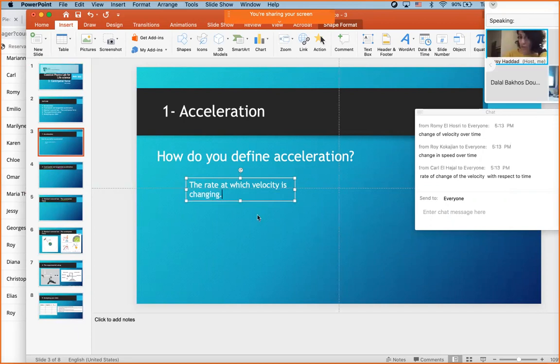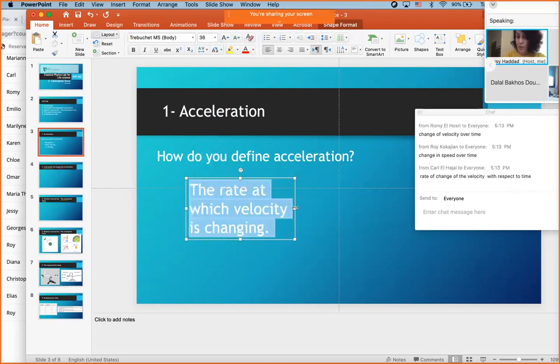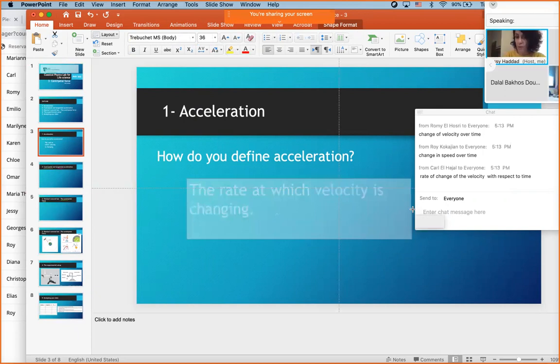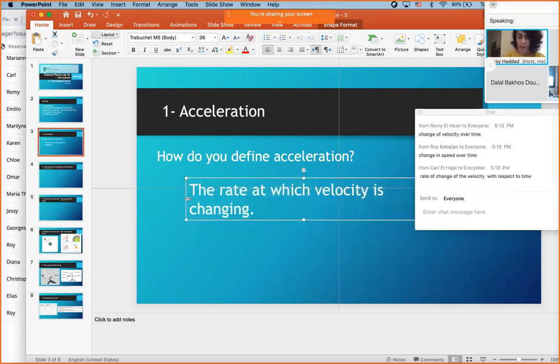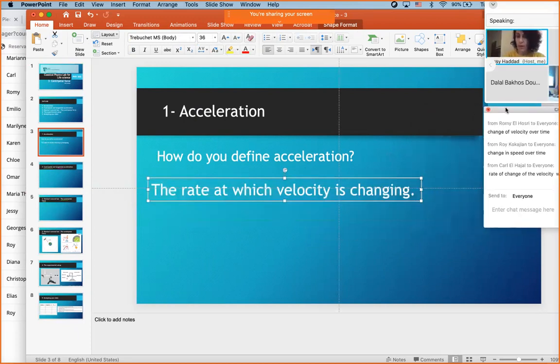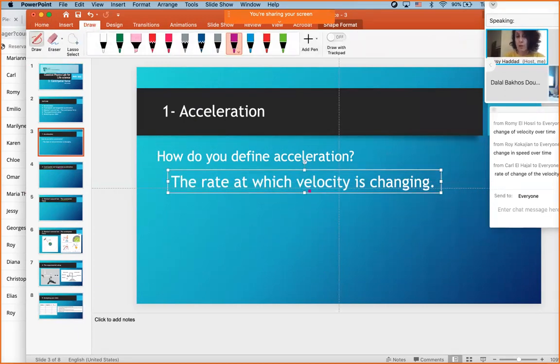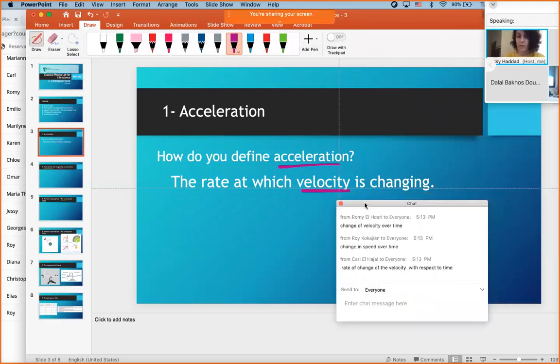And by velocity is changing, I'm talking about the velocity, and you're gonna tell me the definition of velocity in a moment. The rate at which, rate means divided by time. So the idea of rate, it means over time. So no need to say the rate at which and then say over time. All right, now I need someone or everyone to tell me how you define velocity. So we're done with acceleration. How do you define velocity?